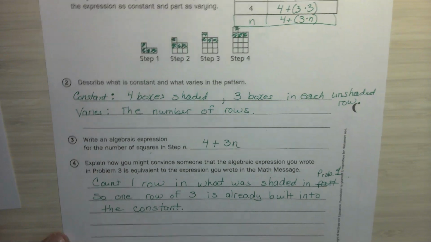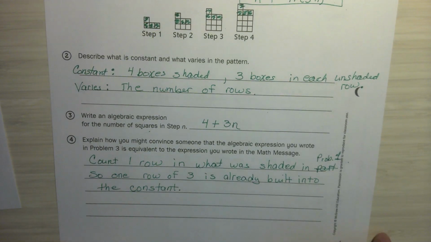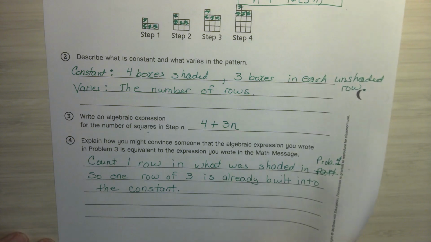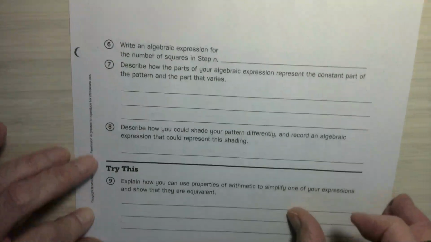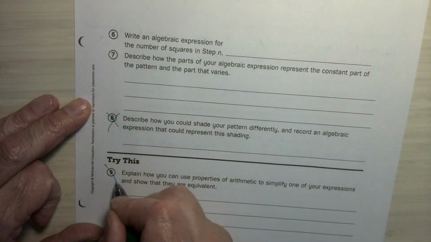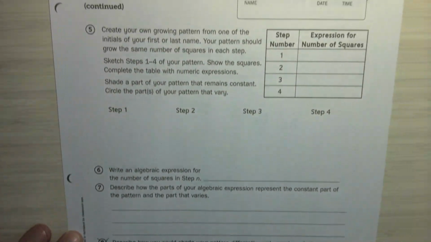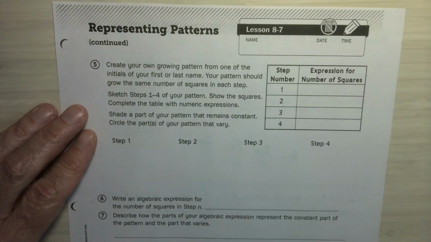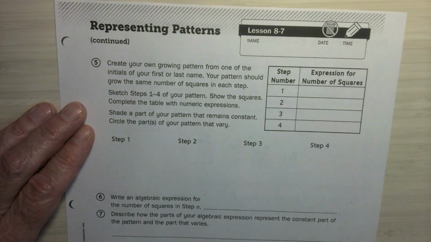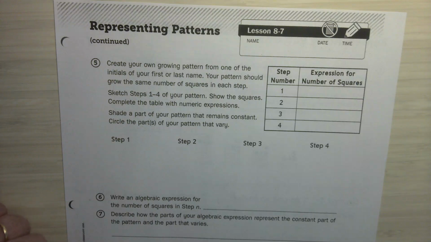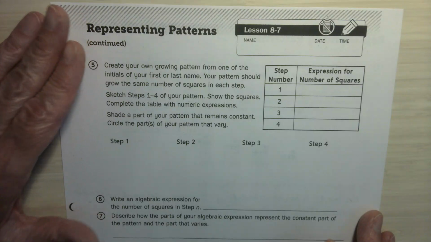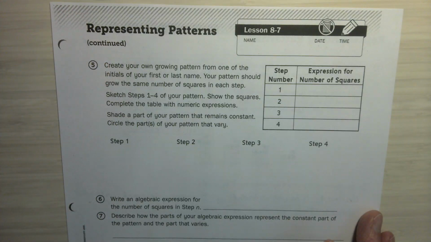All right, now we're going to go to the back side, and we're not going to do the last two, 8 and 9, on the back side. So turn it around. We're not going to do 8 and we're not going to do 9 on this paper. We're going to do this problem here. It says create your own growing pattern for one of the initials in your first or last name. Kids, we're going to just do it to the letter K. And then you can do another one of your initials later on if you want to.